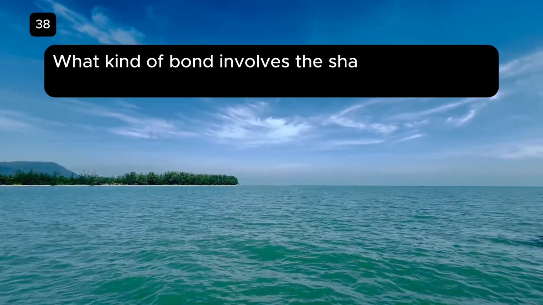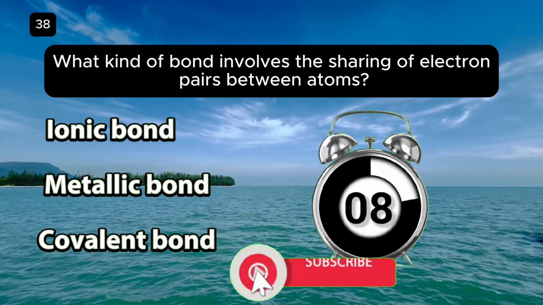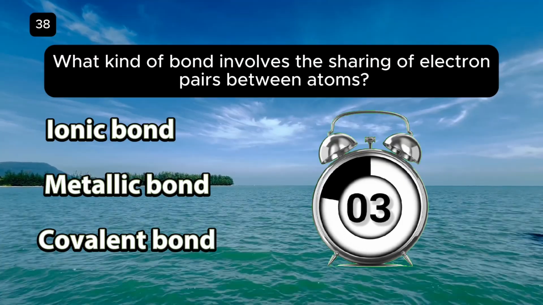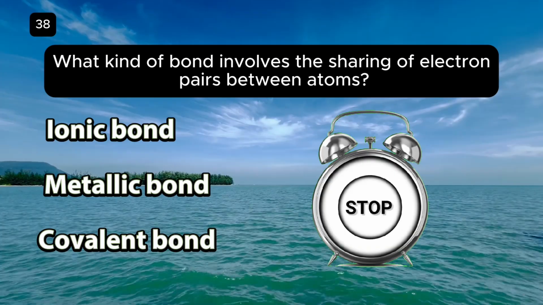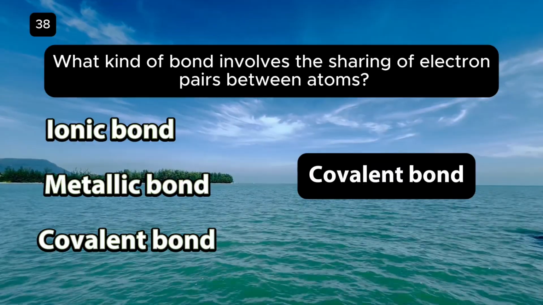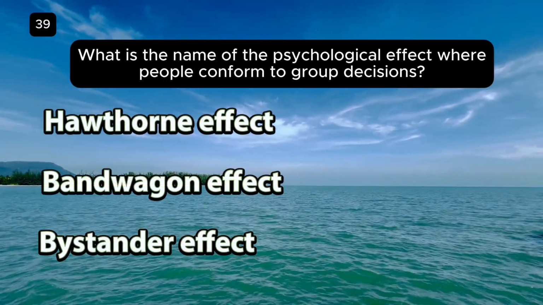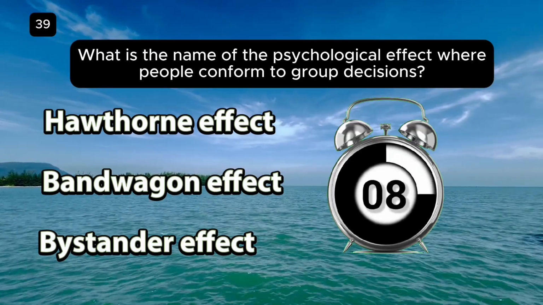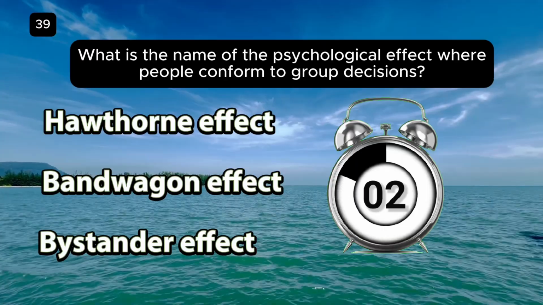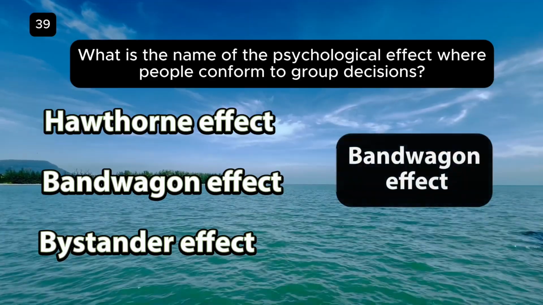What kind of bond involves the sharing of electron pairs between atoms? The correct one is covalent bond. What is the name of the psychological effect where people conform to group decisions? The answer is bandwagon effect.